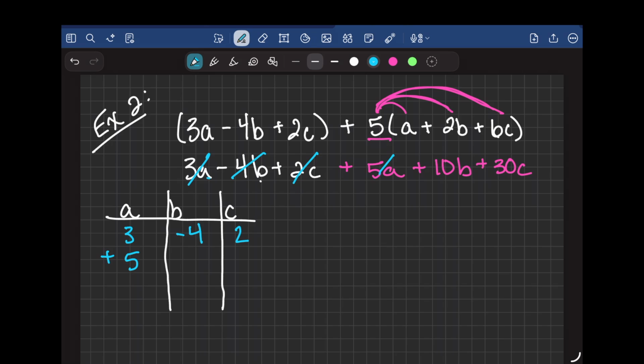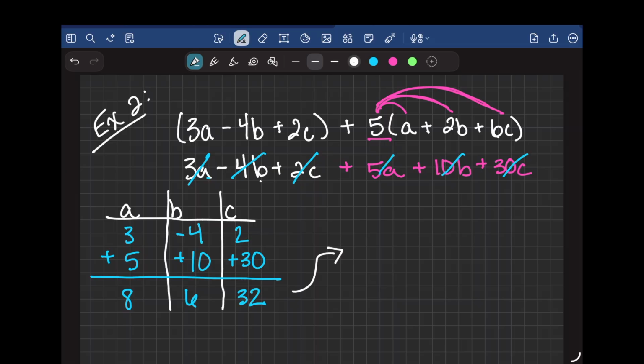For my b, it's a positive 10, so I'm going to put plus 10. And then for my c, I have a positive 30, so plus 30. Tallying all this up, I have 8 for my a's. Negative 4 plus 10 is a positive 6. 2 plus 30 is 32. So giving all of this with its group name, we have 8 A's plus 6 B's plus 32 C's, and we are done.